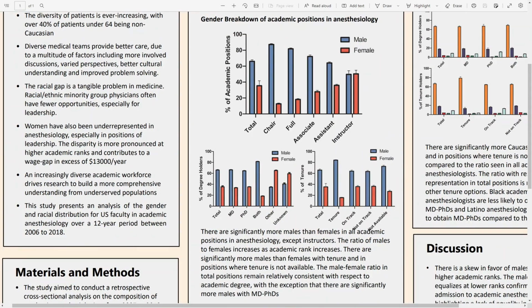So analyzing the gender breakdown of academic positions, we can see that at the instructor level, or the entry level, there is approximately a 50-50 breakdown between males and females. But as you become more senior in your position, from assistant to associate to a full professor and even chairs, the proportions of females drastically and steadily decline. This is also seen in the tenure track and not on tenure tracks in academic anesthesiology between males and females. And when comparing the degrees, the only real salient degree difference is that there tend to be more males with MD PhDs compared to females.